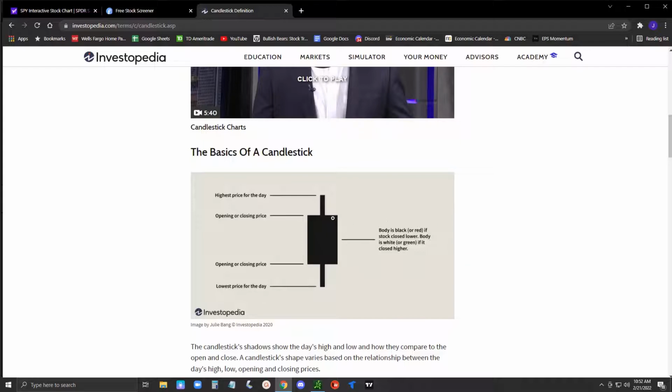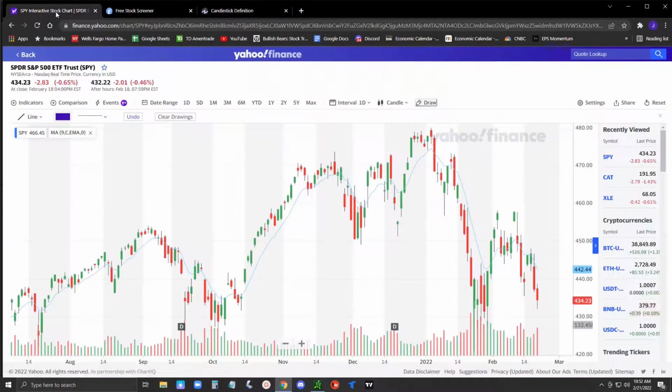So pretty simple, and really for the strategy that we're looking at, what we're concerned with is the body of the candles, the opening and closing prices. The wicks tell you other pieces of information, but in this strategy that I'm about to show you, it's not super important.